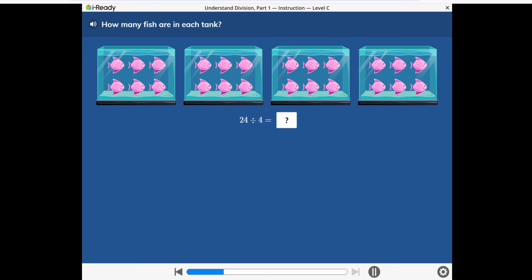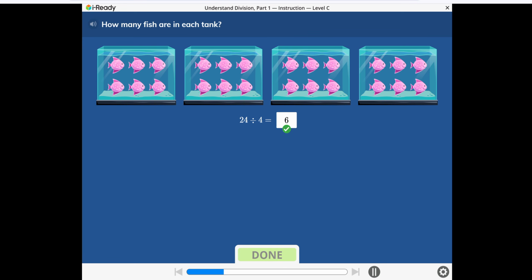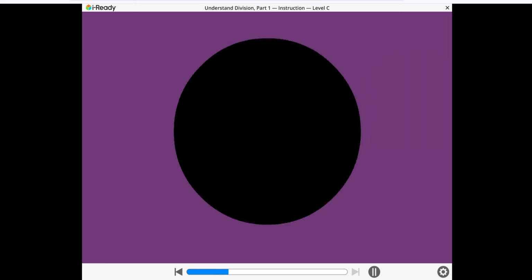How many fish are in the tank? The answer should be 6. Correct. 24 divided by 4 equals 6. We are correct.